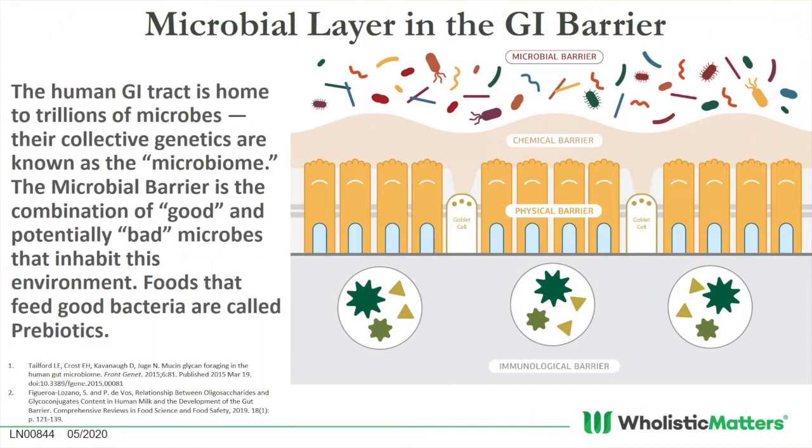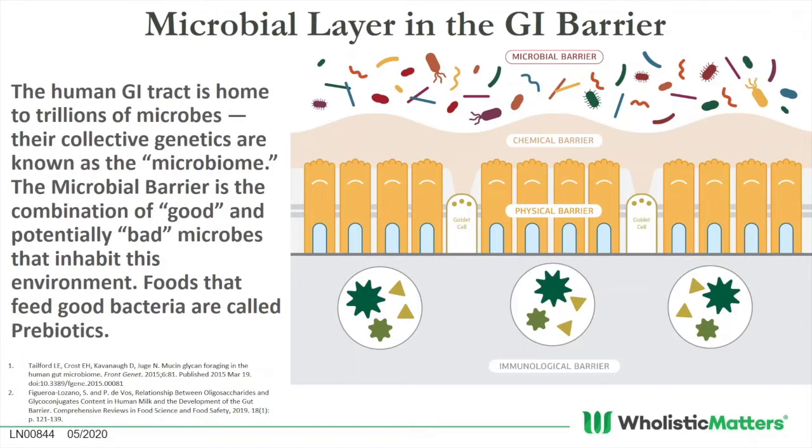Looking at that GI barrier a little bit closer, you can see that it's layered with multiple different types of barriers. And these barriers need to be able to separate that external environment from the internal one within. And they work together to do this. The first barrier is the microbial barrier. And this is where you have the trillions and trillions of microbes that live within it.